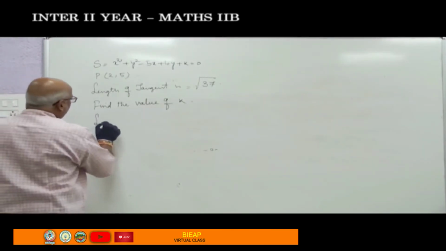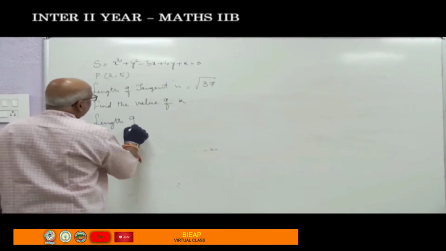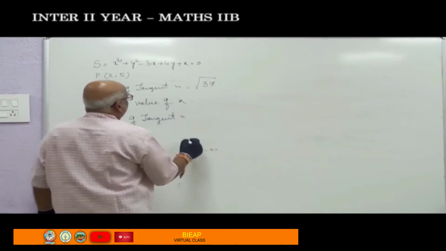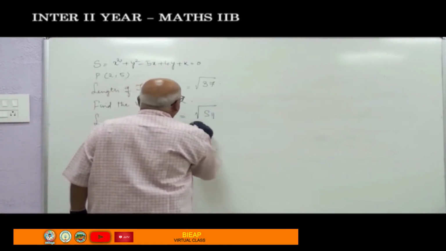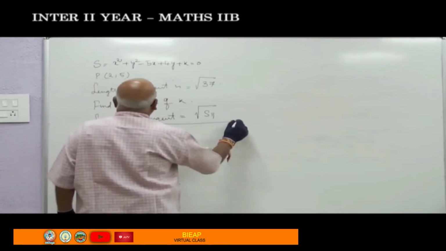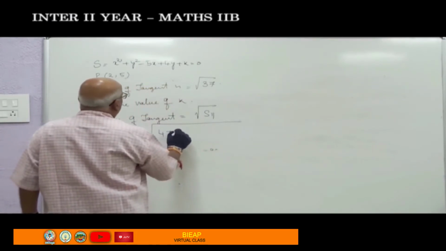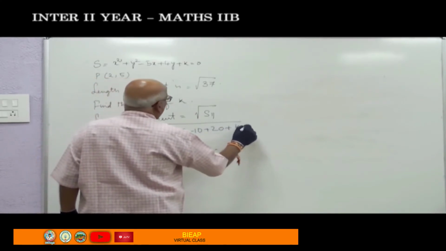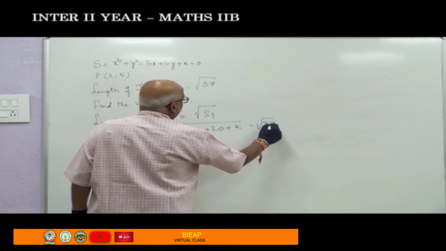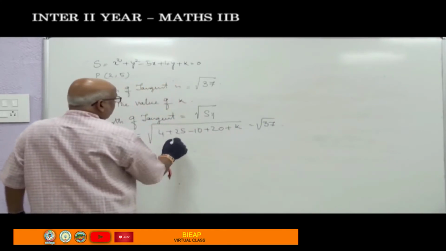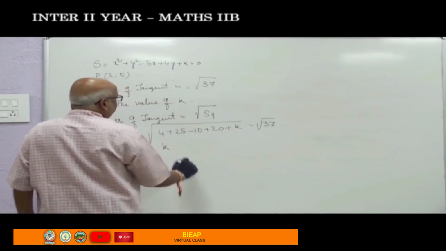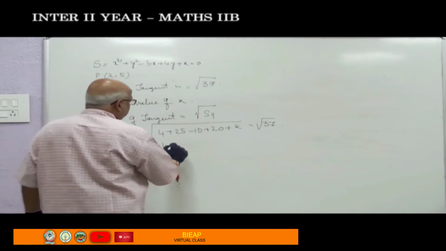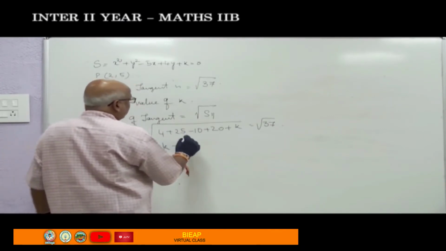What is the formula for length of tangent? Length of tangent is equal to root S11. What is root S11, sir? 4 plus 25 minus 10 plus 20 plus k equal to root 37. Here k, 25 plus 4 is 29, plus 20 is 49, minus 10. 49 minus 10 is how much?